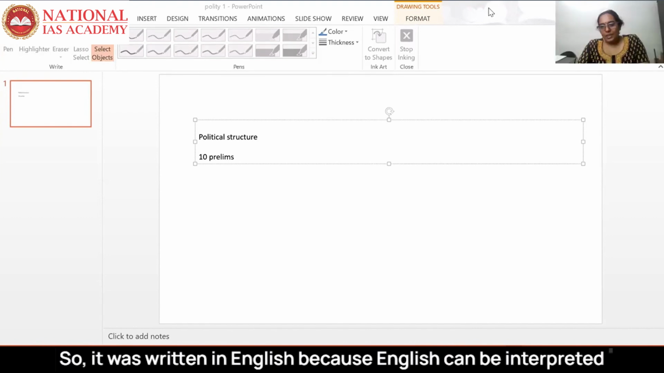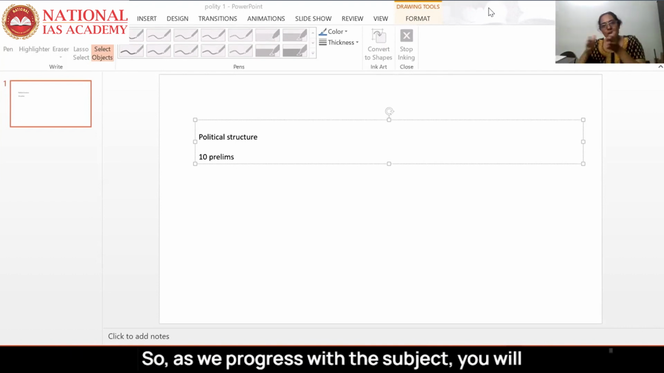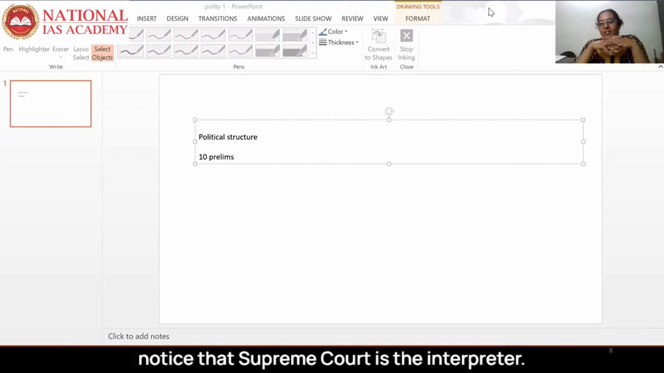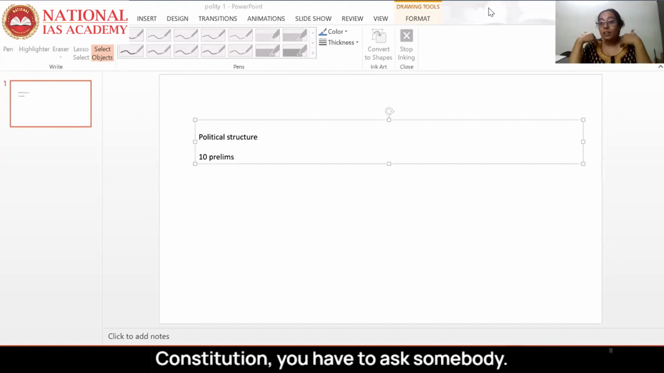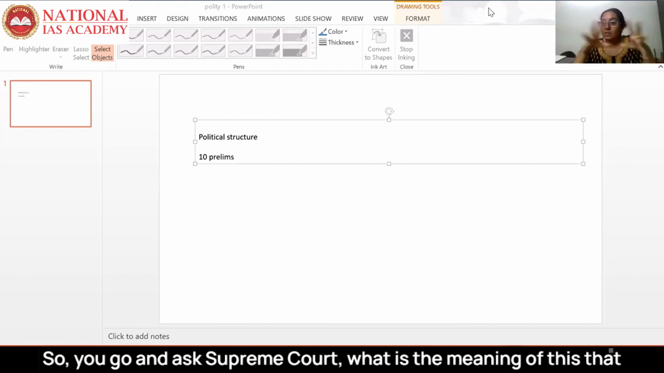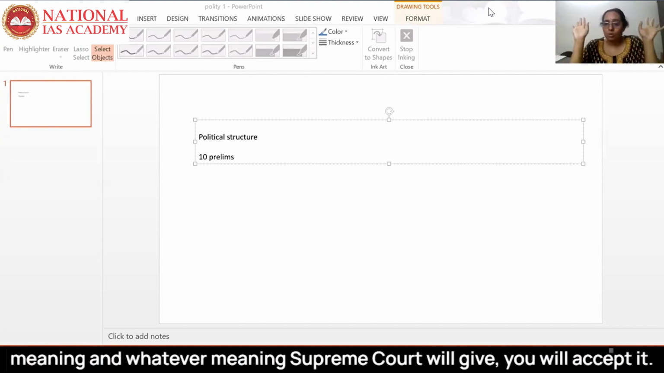Okay. So it was written in English because English can be interpreted in different meanings, and it can be written in a complicated way. As we progress with the subject, you will notice that the Supreme Court is the interpreter. When you don't understand anything in the Constitution, you have to ask somebody. So you go and ask the Supreme Court, what is the meaning of this that has been written in the Constitution? And the Supreme Court will give the meaning, and whatever meaning the Supreme Court gives, you will accept it.